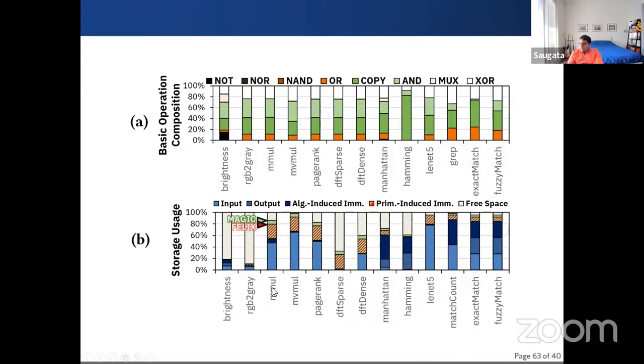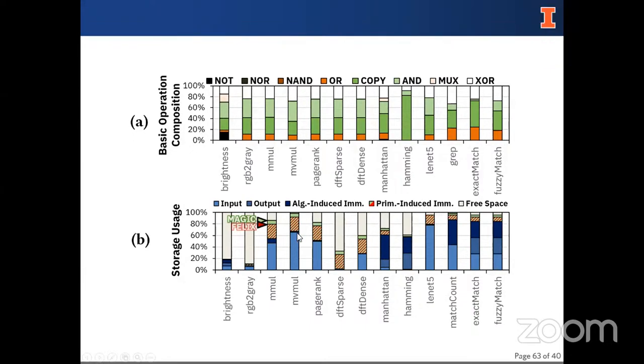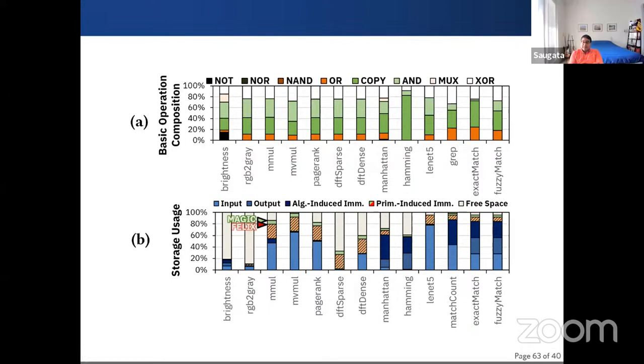But what you can see is for some of these applications, we're not using a ton of space for the inputs, outputs, or intermediates. For some of them, we're using a fairly healthy amount of space. It's really application dependent, and I'd argue this is one of the places where you need tools to figure this out, because it is a difficult problem, right?